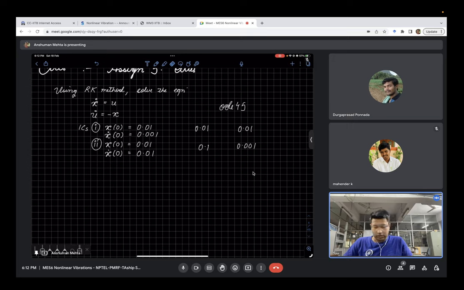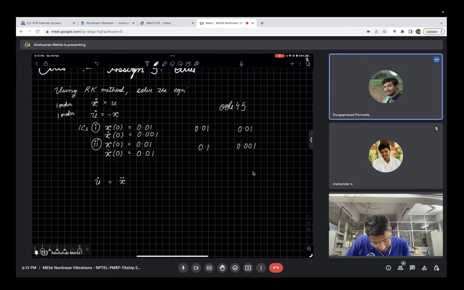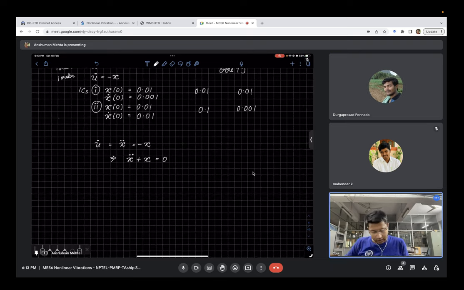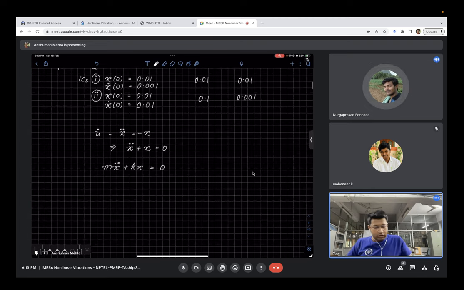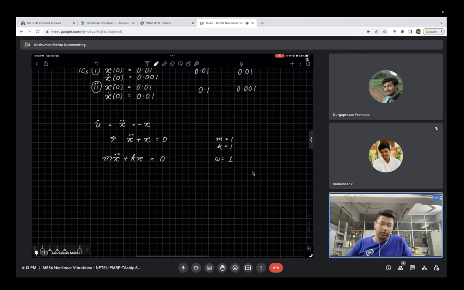Let's say we'll try to convert this to a 1 degree of freedom question. So this is first order, this is also first order. So let's convert this into second order. So u dot means now x double dot is equal to minus x. Now this comes out to be x double dot plus x is equal to 0. And if I use the analogous method, m x double dot plus k x is equal to 0, so this is our vibration equation. So I can say that m is equal to 1 and k is also equal to 1. Okay, so omega will also be 1, right?